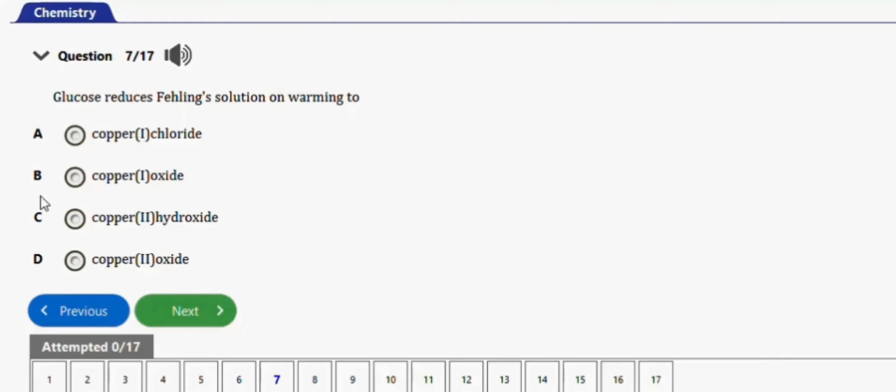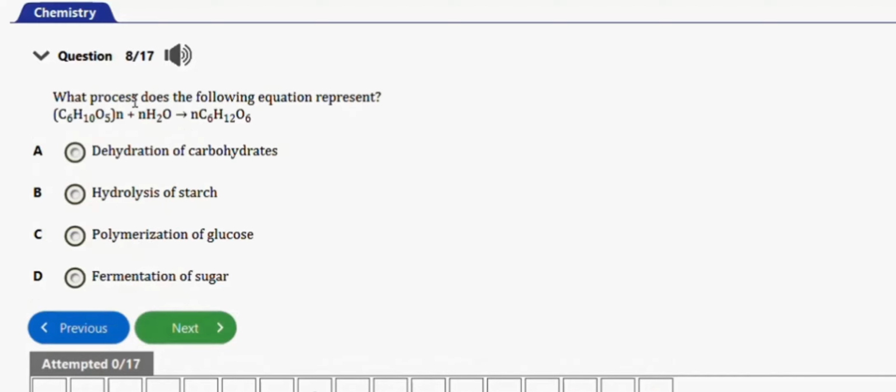So the right answer is option B, copper monoxide. Take note of this particular question as well. The next question is this one. It says, what process does the following equation represent?